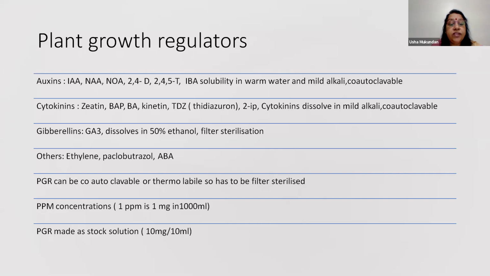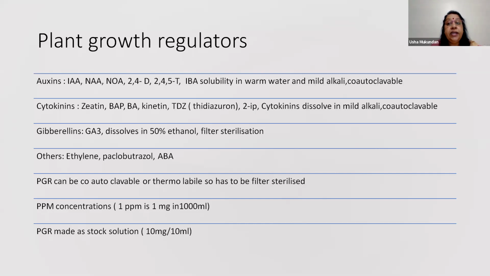Now all these auxins, cytokinins, gibberellins, they are prepared in ppm concentration. That means parts per million. 1 milligram in a liter. So when you are going to make 1 liter of culture medium, you are not going to sit and weigh 1 milligram. You will make a stock solution. So how will be a stock solution? 10 milligram per 10 ml. Remember, I'm going to give you a small assignment based on this.